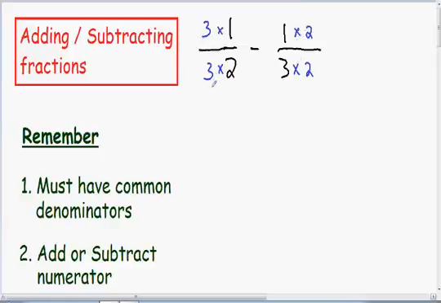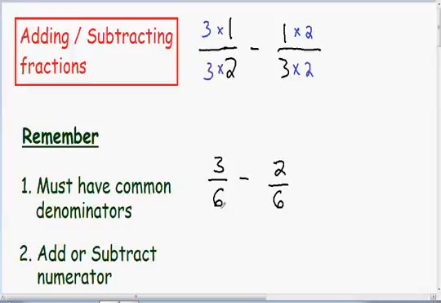Now notice in the first fraction, we're going to have a denominator of 3 times 2, which is 6. And in our second fraction, we also have a denominator of 3 times 2, which is 6. So now we're going to have a common denominator of 6. So let's just rewrite these fractions. Our first fraction, in our numerator, we have 3 times 1, which is just 3. And in our denominator, we have 3 times 2, which is 6. Minus our second fraction. In our numerator, we have 1 times 2, which is just 2. And in our denominator, we have 3 times 2, which is 6.